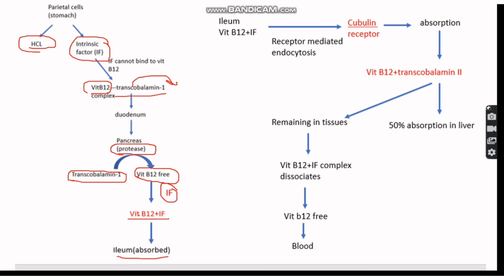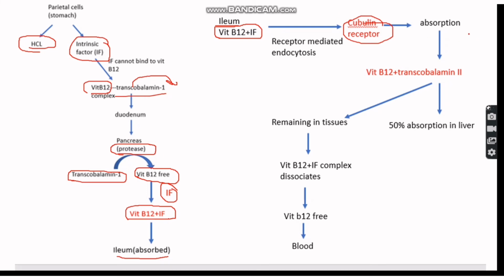So how is this vitamin B12 absorbed? In the ileum part, vitamin B12, as I told you, is now bound to intrinsic factor. In the ileum, through receptor-mediated endocytosis, it will enter the cell, and vitamin B12 will bind to its receptor, known as tubulin receptors, which are present in the enterocyte in the ileum. Then the vitamin B12 will be released from intrinsic factor and will bind to its tubulin receptor.